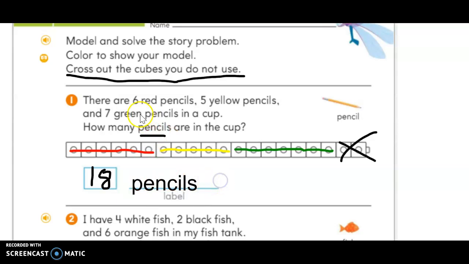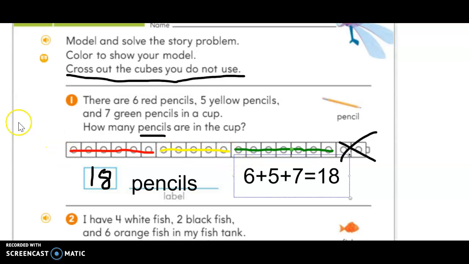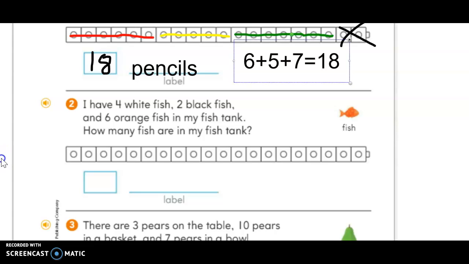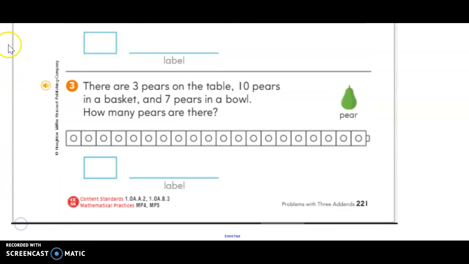Okay, very good. And your equation would be 6 plus 5 plus 7 if we had to write one, but it doesn't ask us to. Sometimes it's just nice to see what we're doing here. 6 plus 5 plus 7 equals 18. All right, so why don't you try number 2 and number 3 by yourself. Remember, cross out the ones you don't use so it can help you find the answer.